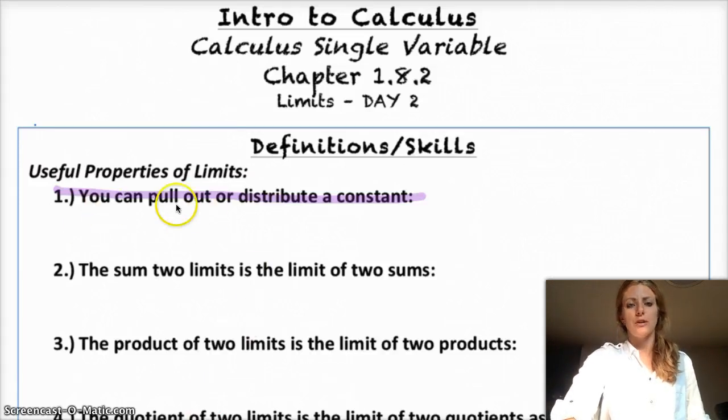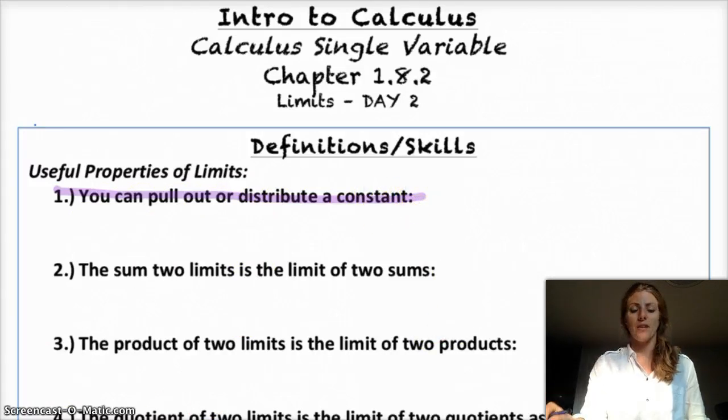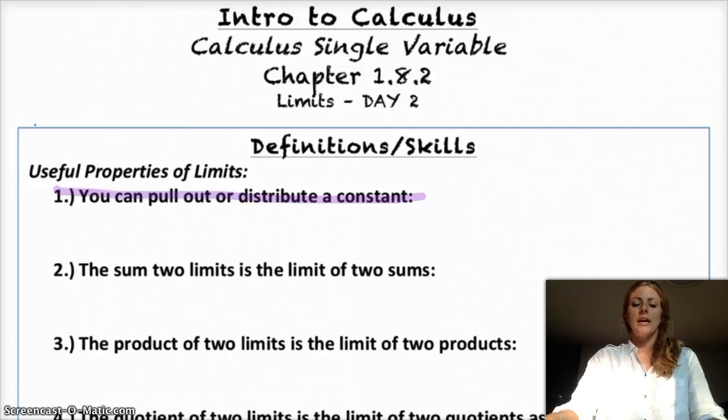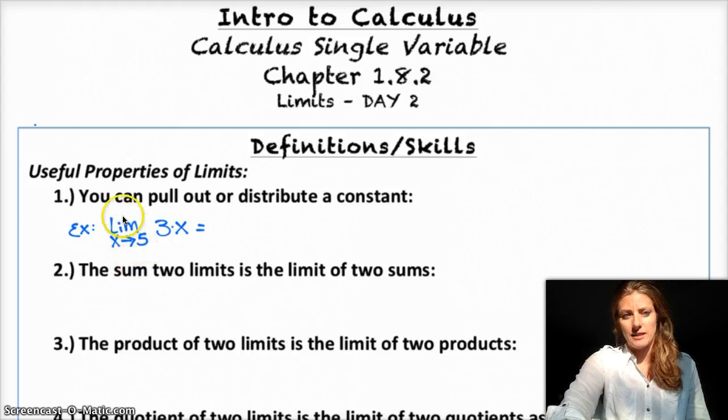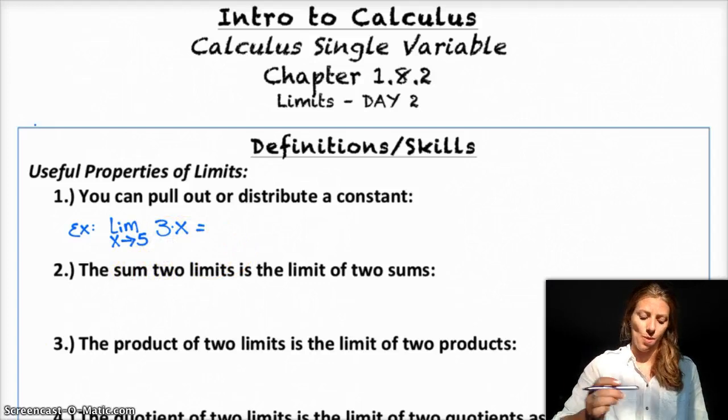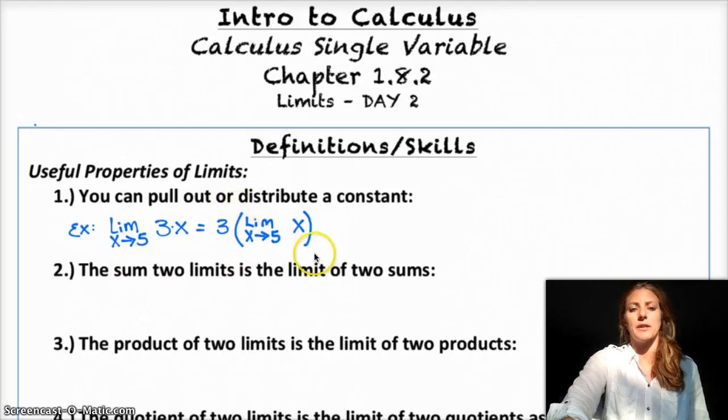Okay, so the first one is you can pull out or distribute a constant. Recall that a constant is just a single number. So if you have, for example, the limit as x approaches 5 of 3 times x, you can actually take the 3 out and write it as 3 times the limit as x approaches 5 of just x. That's what that would look like. So this is an example.